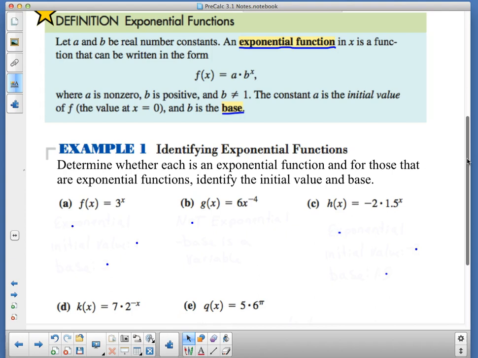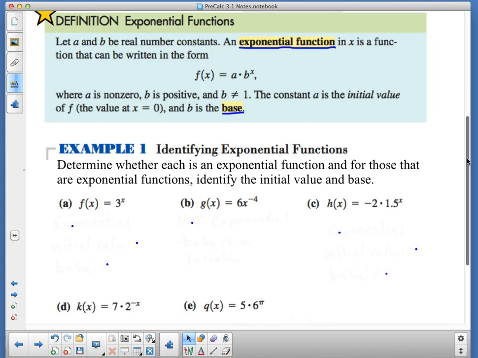The constant a is the initial value, and we call it the initial value because when we put in x as 0, b to the x power evaluates as 1, so that's your y value for your y-intercept. And the b is then the base.